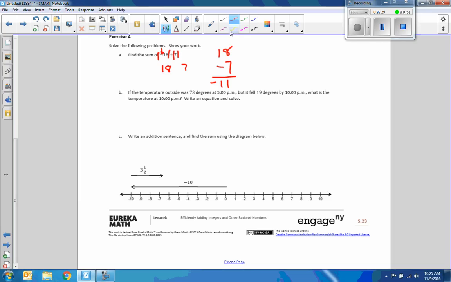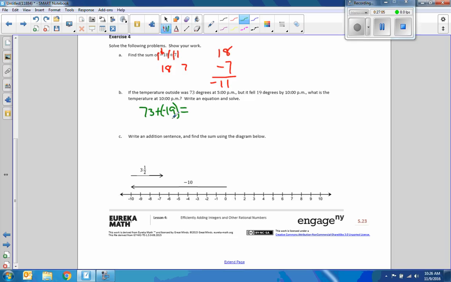Okay, word problem. If the temperature outside was 73 degrees at 5 p.m., but it fell 19 degrees by 10 p.m., what is the temperature at 10 p.m.? Write an equation and solve. So it was 73 degrees, and it fell 19 degrees, and we need to find out what that would be. So we're doing it as a sum. So it's 73 degrees, and then we're going to drop 19 degrees.